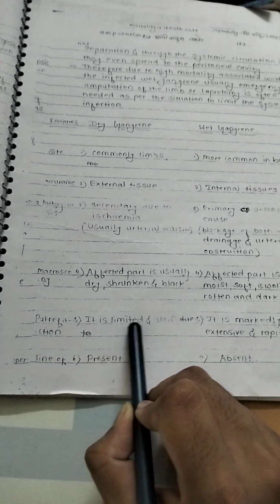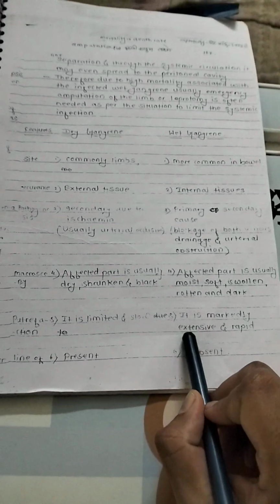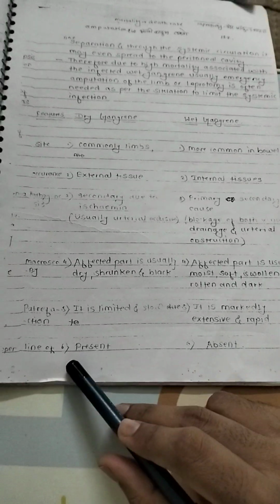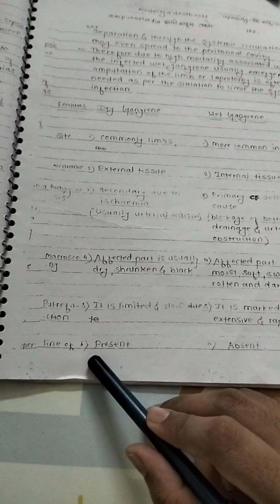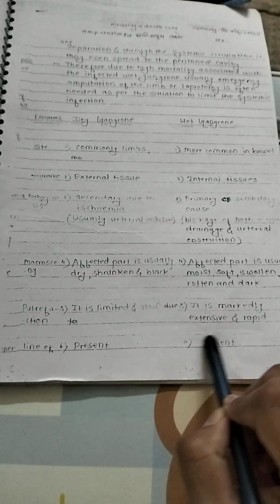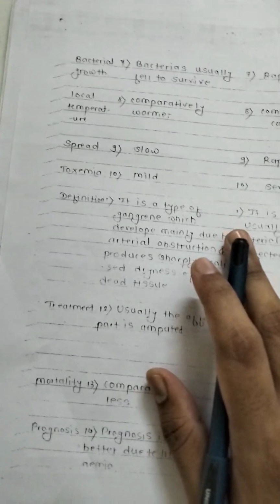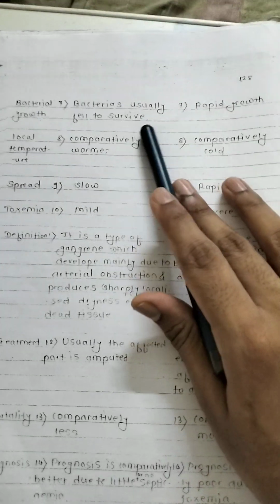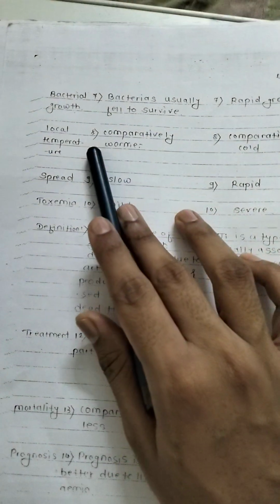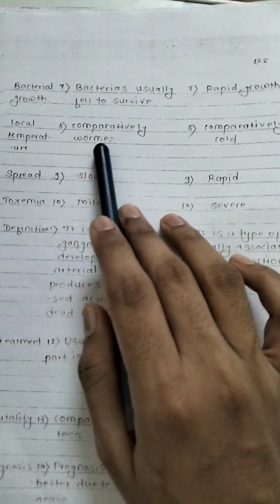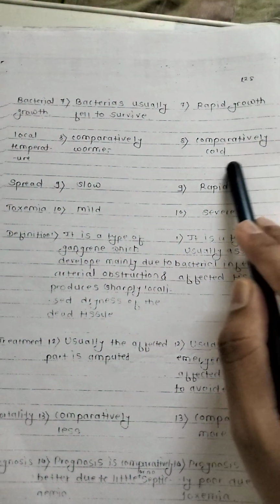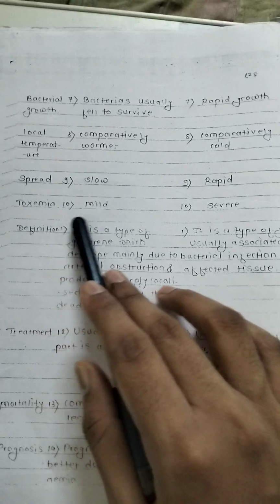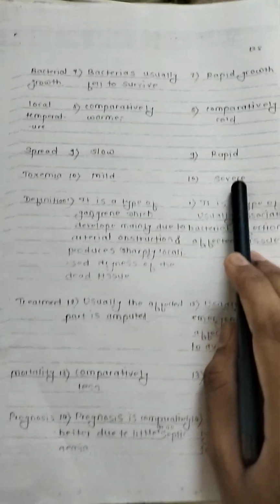Putrefaction: in dry gangrene it is limited; in wet gangrene it is markedly extensive and rapid. Example: a line of demarcation is present in dry gangrene and absent in wet gangrene. Bacterial growth: in dry gangrene bacteria usually fail to survive; in wet gangrene there is rapid growth. Local temperature: comparatively warm in wet gangrene and comparatively cold in dry gangrene. Spread: slow in dry gangrene, rapid in wet. Toxemia: mild in dry gangrene, severe in wet.